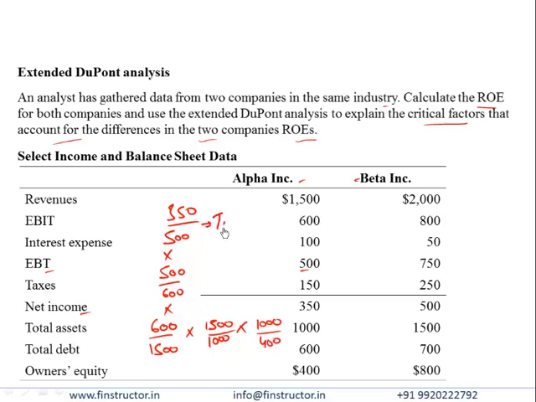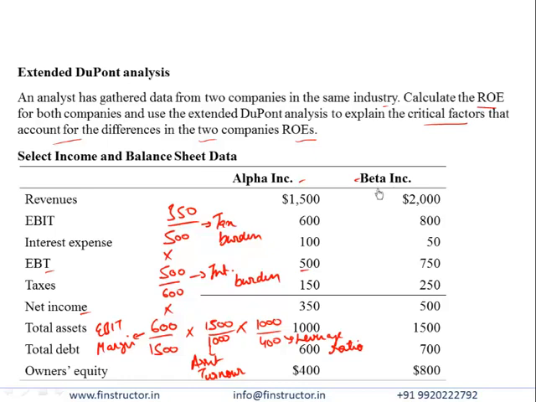We can name each of these ratios: the tax burden, the interest burden, EBIT margin, asset turnover, and the leverage ratio. We can similarly do the breakup for Beta Incorporated and compare the significant differences.